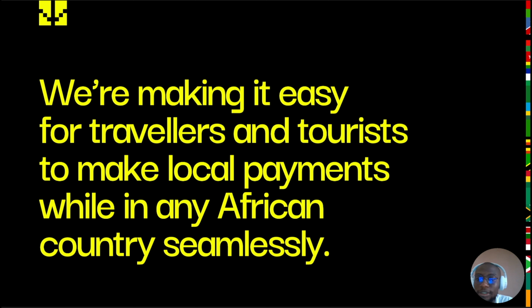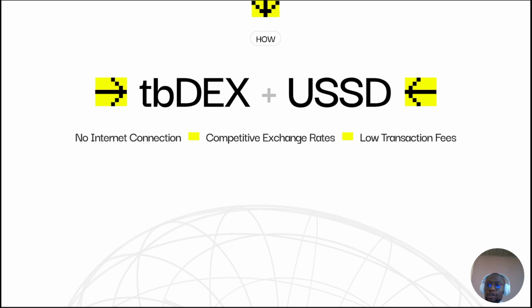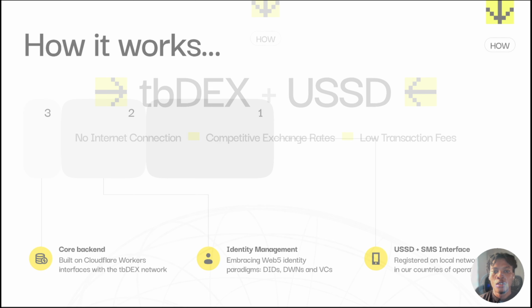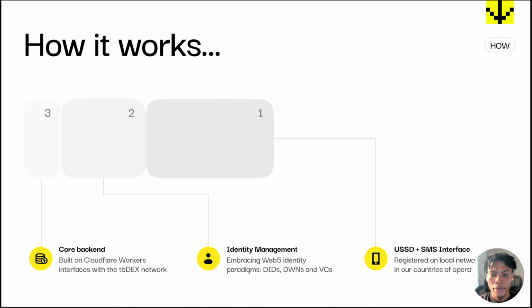This is why we're building tbDEX Go. We're making it easy for travelers and tourists like me to make local payments while in any African country seamlessly. Our solution combines tbDEX protocol and USSD, which allows the users to access our service, importantly, without needing an internet connection. We also offer competitive exchange rates through our PFI network and low transaction fees as a result of our business model. Think of our application as having three main layers.